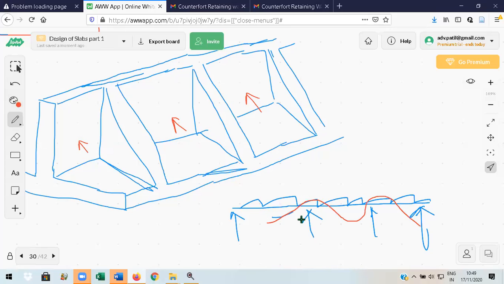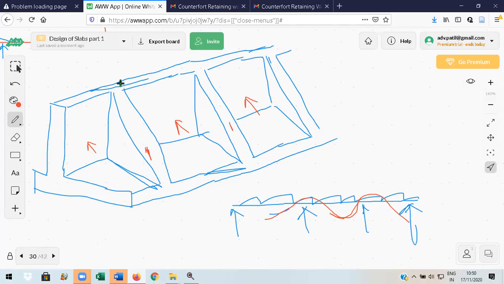Okay. Now look at two supports and how this beam or slab bends in between these two supports. Same thing I'm going to show for this support, and this is a vertical slab. Now what will happen here is it bends because of this earth pressure.